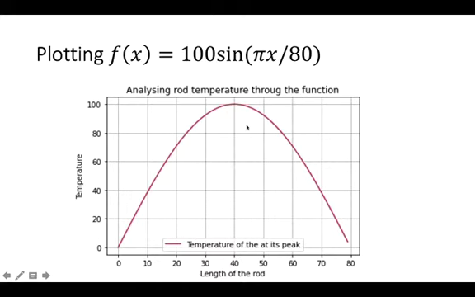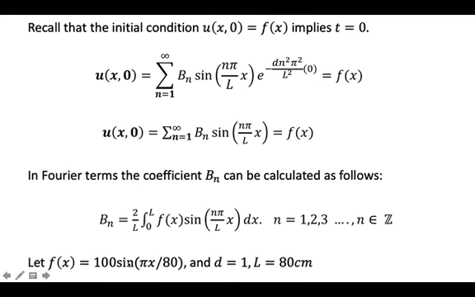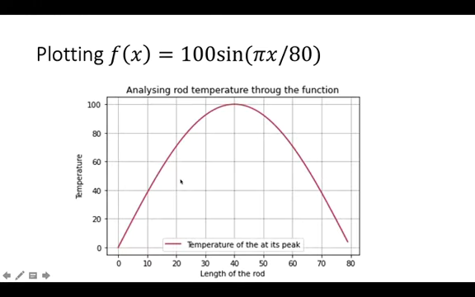Here we see the plotting of f of x, apart from this. We are just plotting this function, which is given as the initial condition. The initial condition means the behavior of the flow of heat in the rod at t equal to 0. So f of x is 100 sine pi x over 80. In this figure we are analyzing the rod temperature through this function. All right, that is the initial condition.